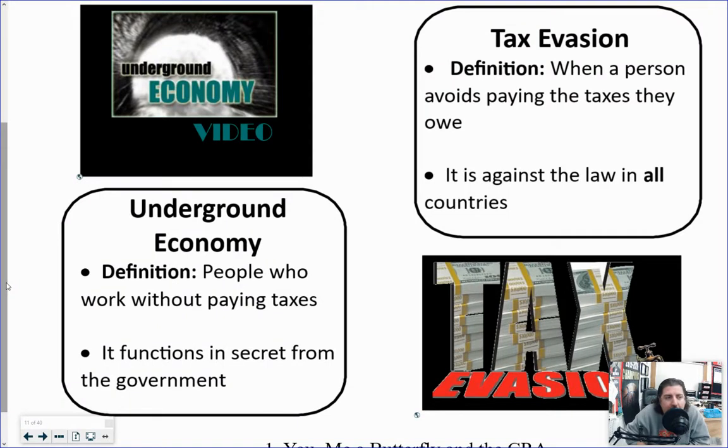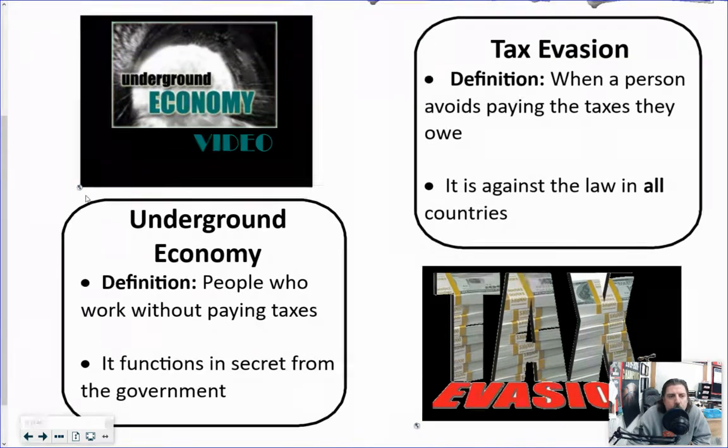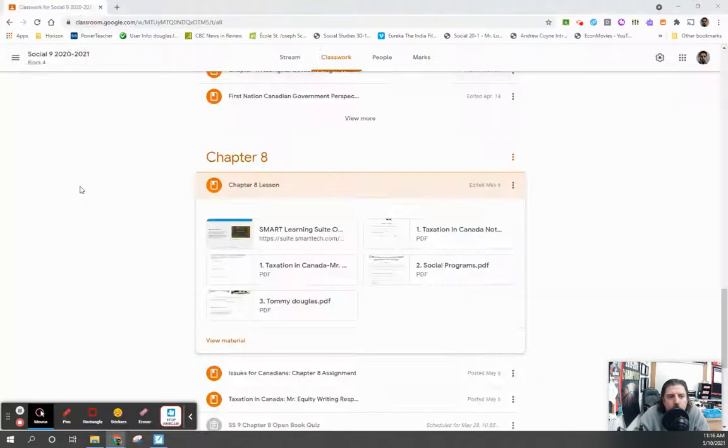The local handyman, the local seamstress, that gets money in the form of cash. It is much more difficult to trace where that goes than something that's done electronically, through Interac or something like that, or through credit card. So that is the underground economy. Here is a quick clip on the underground economy.